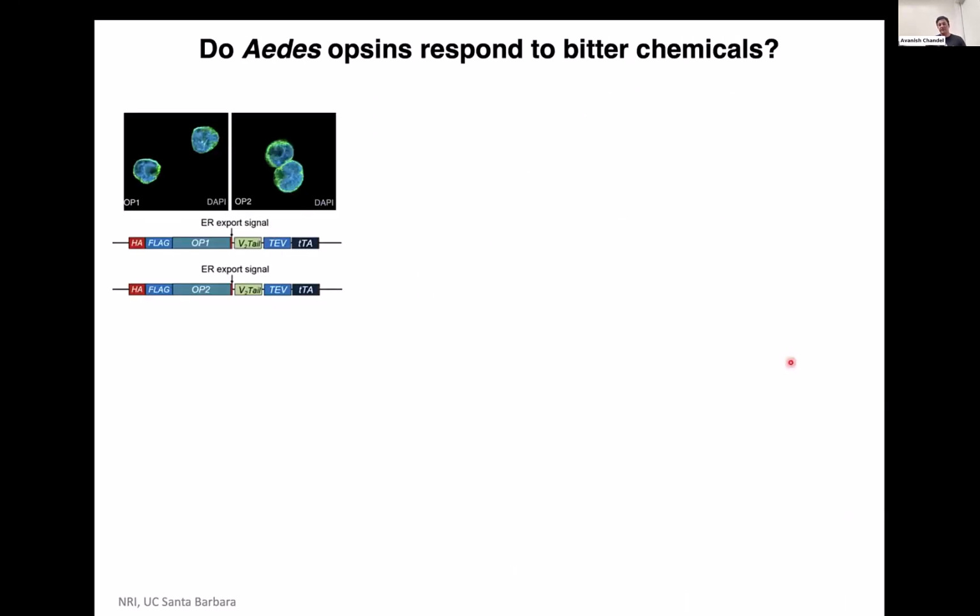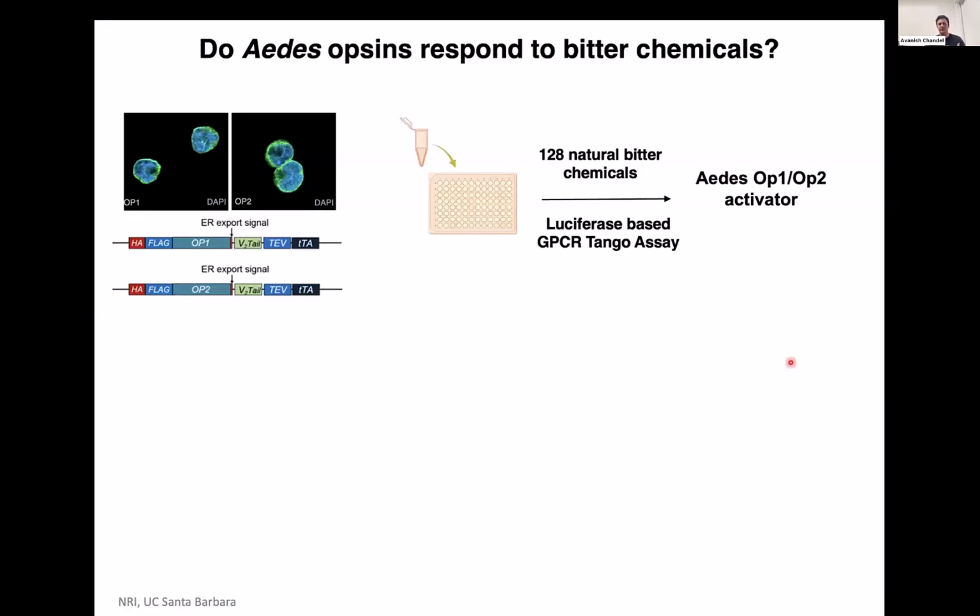Based on this strong expression in gustatory tissue, we selected these two abundant opsins and expressed them ectopically in HEK cells, and we screened these opsins with a small library of bitter compounds, that is 128 natural bitter compounds, to basically identify any specific bitter chemical that can activate these opsins. And we found that a specific chemical, a flavanol called catechin, is activating both OP1 and OP2.